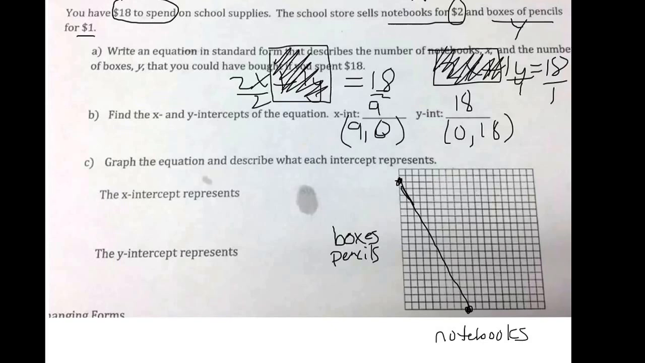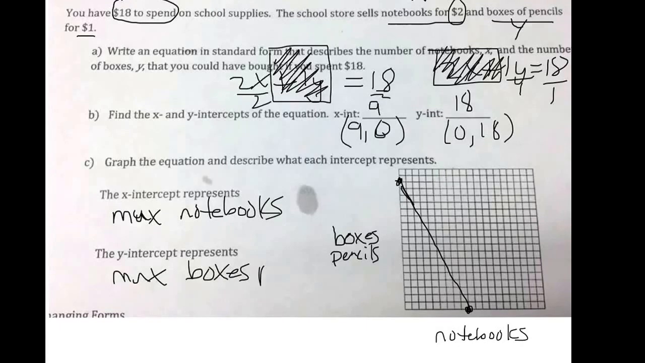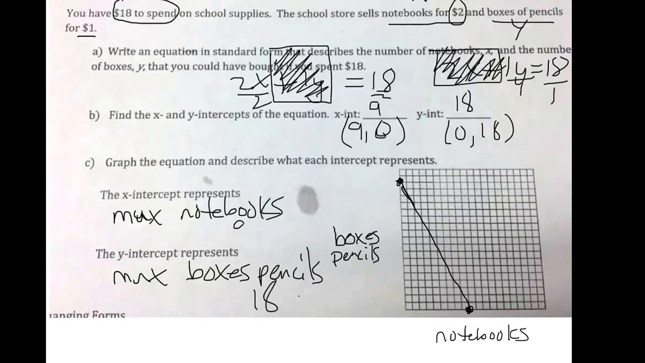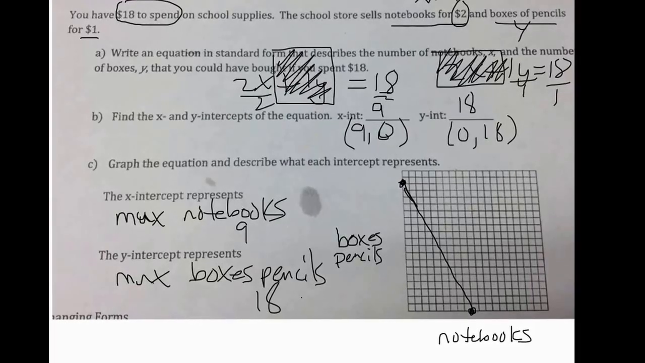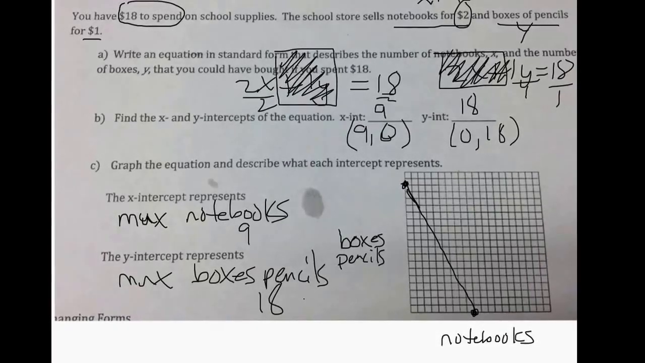The x-intercept right here represents the maximum notebooks you could buy. So if you only bought notebooks, you could buy 9 notebooks, and that would spend all of your money. The y-intercept represents the maximum boxes of pencils you could buy. If you just wanted pencils only, then you could buy 18 sets of pencils instead of the 9 notebooks. Right? And that would be buying none of the other one.